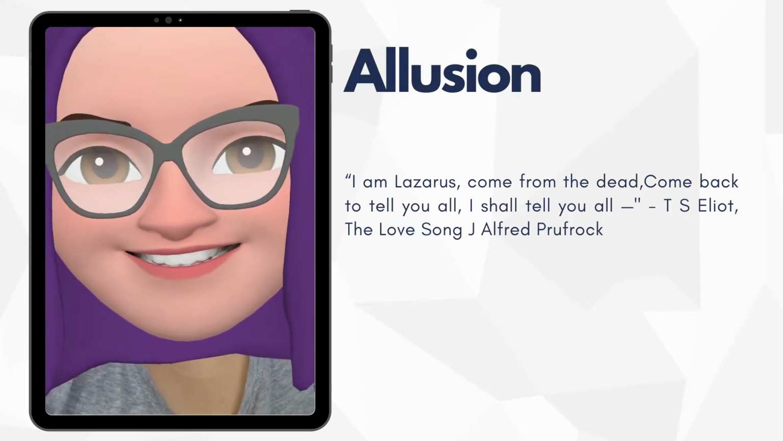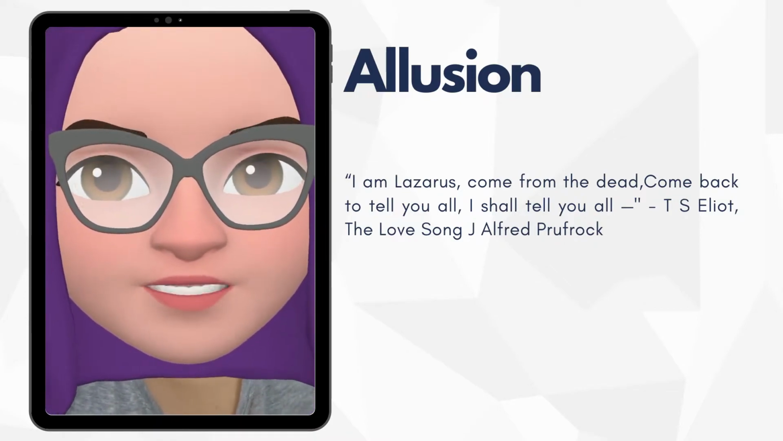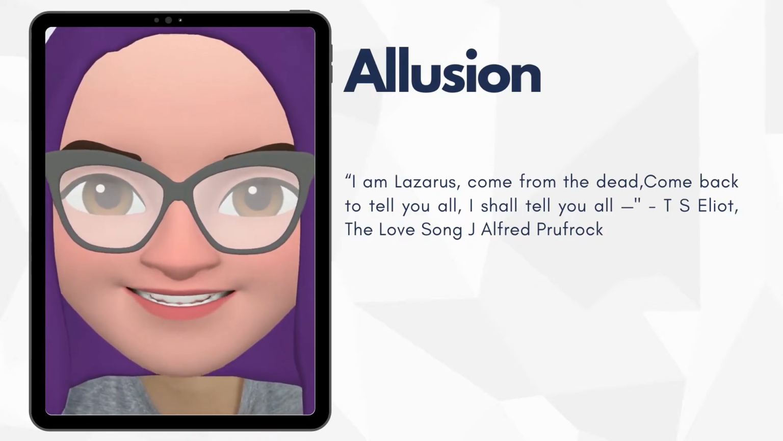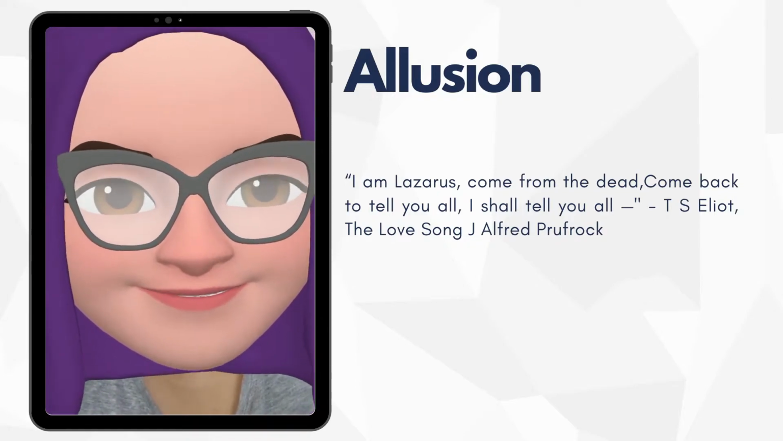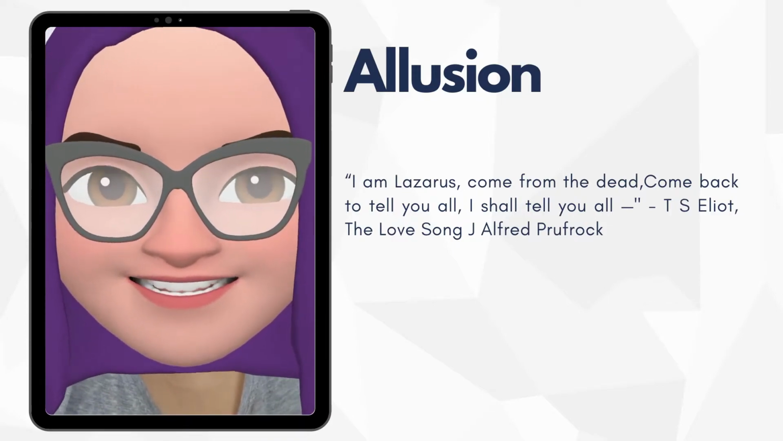We use allusions in everyday life. We say things like Achilles' heel and Pandora's box, which are specific references to characters and events from mythology. Allusions are of two kinds. You have direct and indirect allusions.